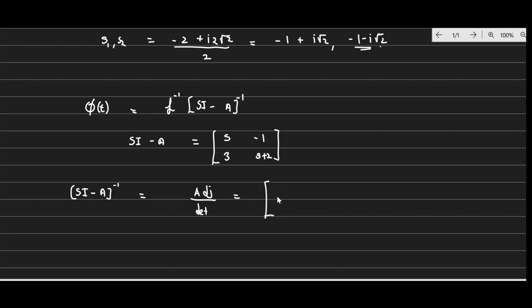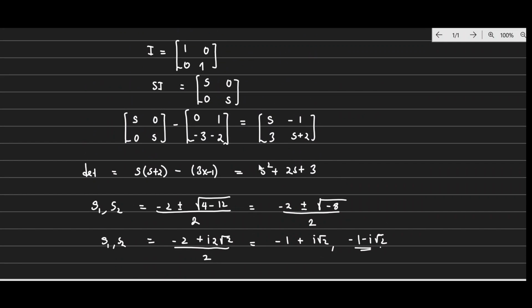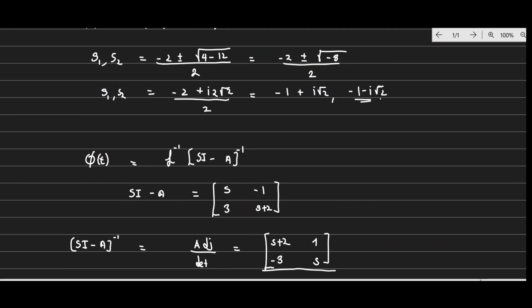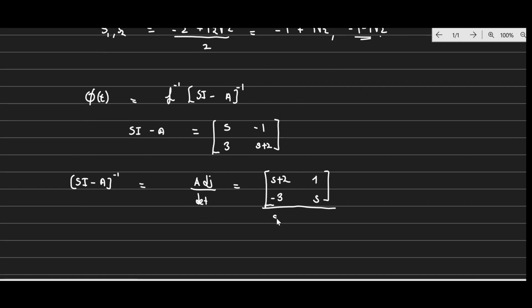So let's swap those. We have s plus 2 here, and s here, and if you multiply the minor diagonal by negative 1, this becomes negative 3, and the negative 1 becomes positive 1. And then divide by the determinant. The determinant is simply the characteristic equation that we just found, s squared plus 2s plus 3.